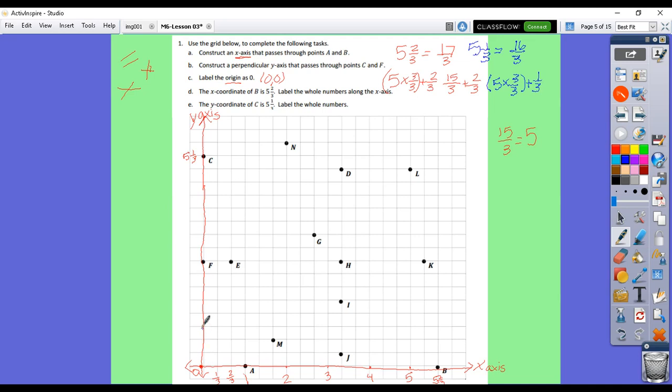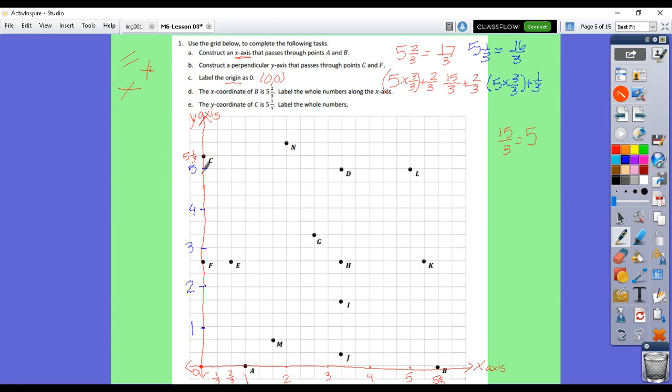So 1/3, 2/3, 3, 4, 5, 6, 7, 8, 9, 10, 11, 12, 13, 14, 15, 16/3. We were correct. So 1/3, 2/3, 3/3, or 1. 1, 2, 3, 5. And look, 5 1/3.